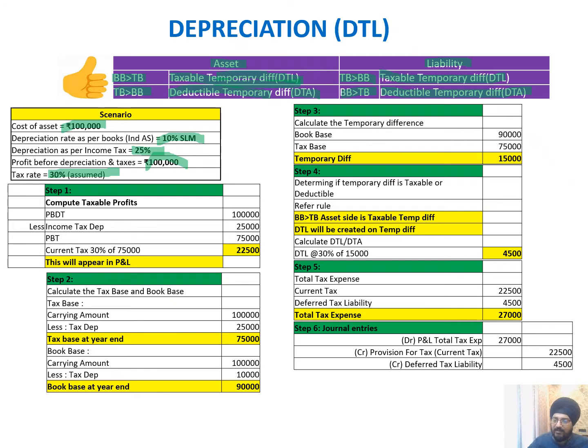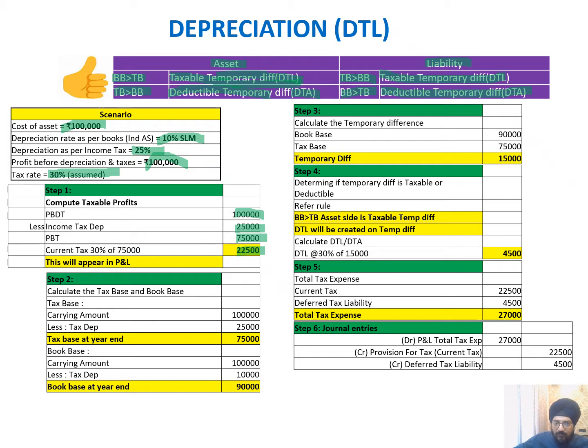Current tax, as we discussed in part one, is the tax on my taxable profit, calculated at the rate which is relevant at the reporting date. So the computable taxable profit: my 1 lakh is my profit before depreciation and tax. For current tax purposes, we have to deduct the depreciation as per the Income Tax Act, which is 25,000, 25% of my 1 lakh. So my profit before tax is 75,000. My current tax is on 75,000. I have to create a 30% provision for my current tax, which is 22,500. This is step one.